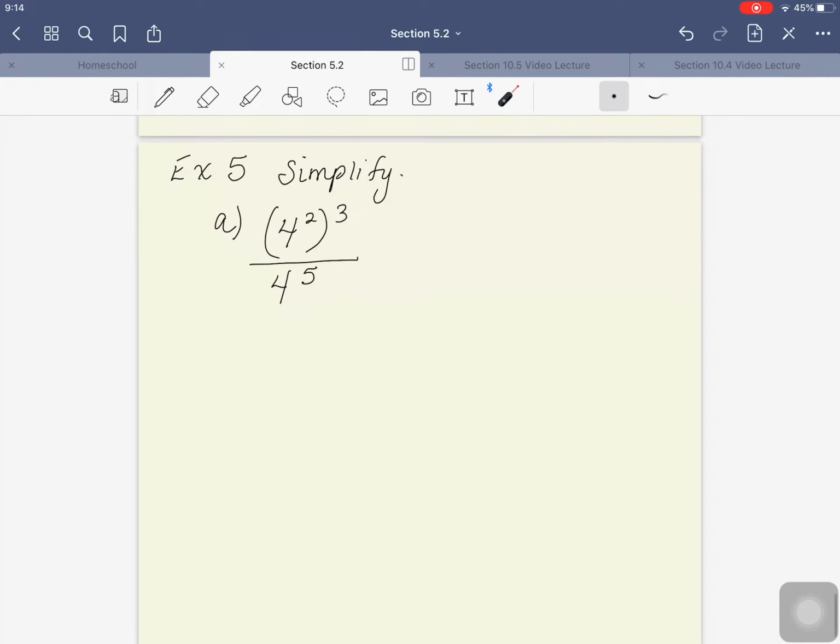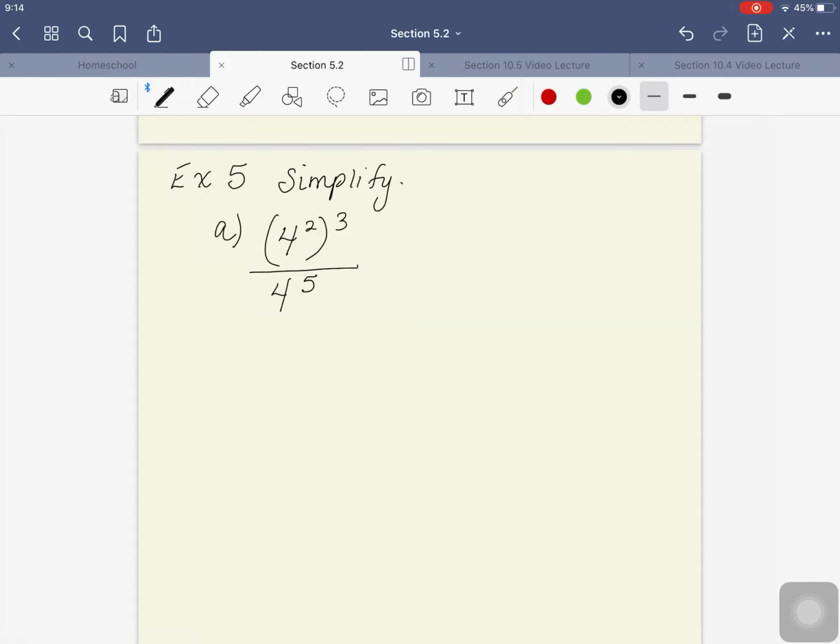All right, so example 5, we are now using a combination of rules. All right, so we're going to do power raised to a power, the power rule, and the quotient rule. All right, so let's start with this power raised to a power. 4 to the 2 times 3 would be 4 to the 6. Whenever you have a power raised to a power, you multiply, over 4 to the fifth. Now we're going to use the quotient rule. So 4 to the 6 minus 5 would be 4 to the first, or just 4.